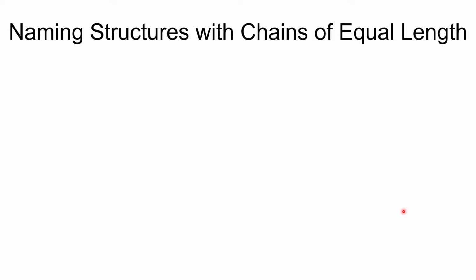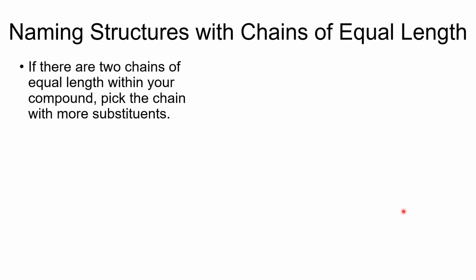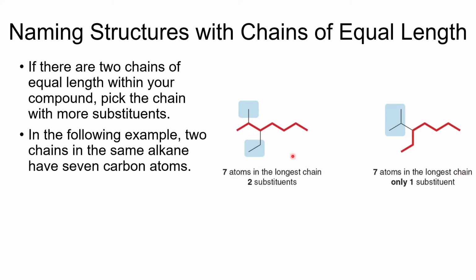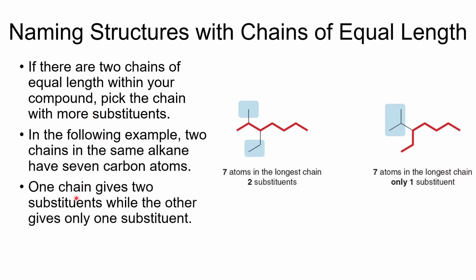All right, naming structures with chains of equal length. It is sometimes possible that you will get 2 chains of equal length within your compound. You want to pick the chain that has more substituents. In the following example, 2 chains have the same alkane, with 7 carbons in their chain. So if we look here, 1, 2, 3, 4, 5, 6, 7, but you could count it from this way, 1, 2, 3, 4, 5, 6, 7. Well, you would think, oh, maybe they're both equally good. No. We want to pick the one that has more substituents. One chain gives you 2 substituents, and the other way gives you 1 substituent. So we're going to pick the one that has 2 substituents. That's just something to keep in mind when you're naming something.